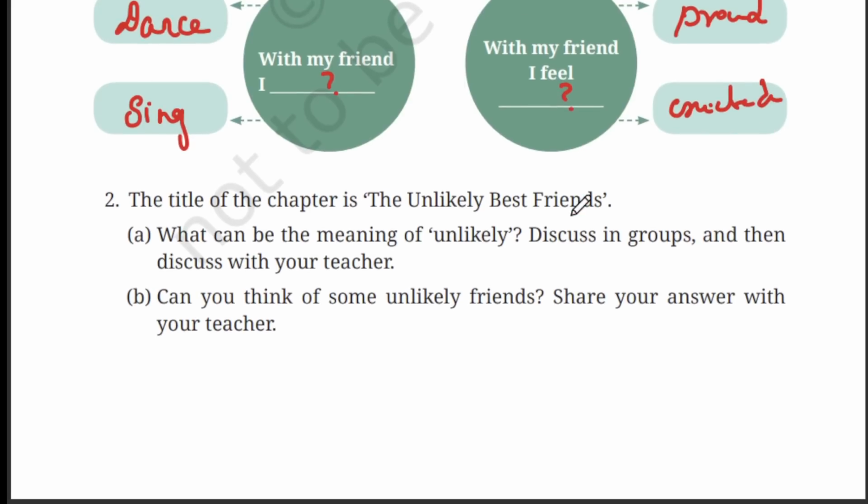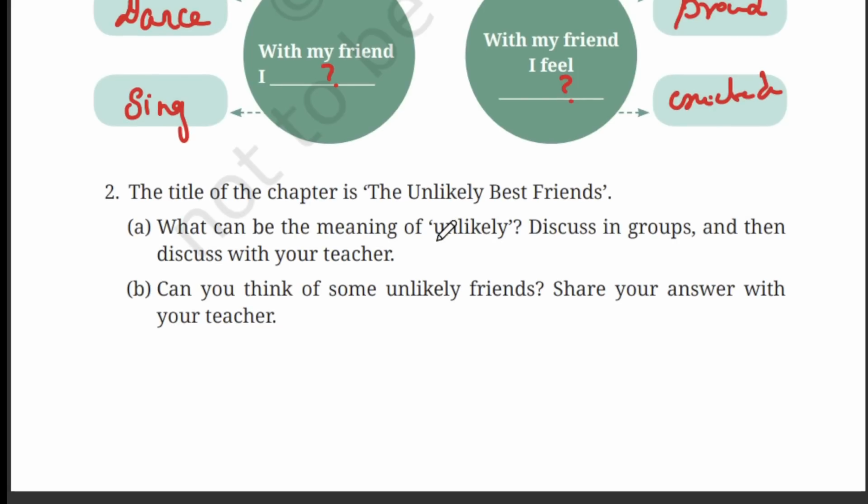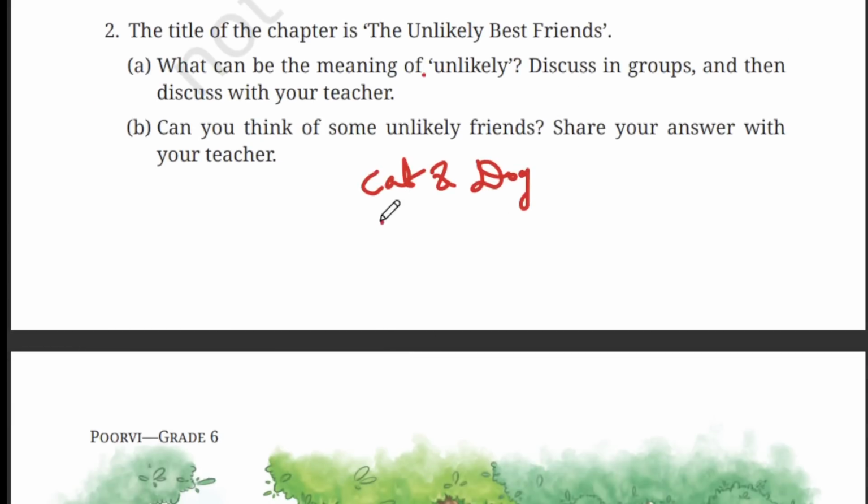The next one, the title of this chapter, the unlikely best friends. What can be the meaning of unlikely? Discuss in a group and then discuss with your teacher as well. As I already stated, the unlikely best friends means friendship between different personalities, like a cat and dog, or a lion and monkey. Different personalities.